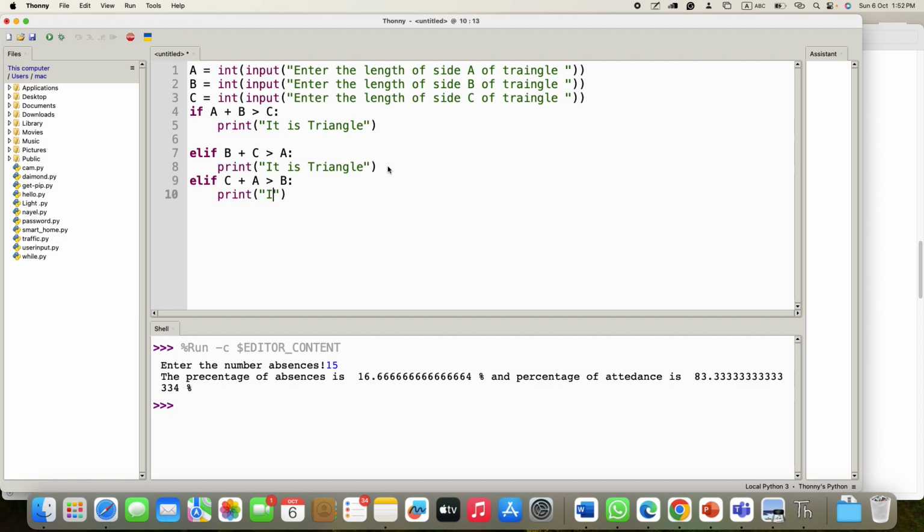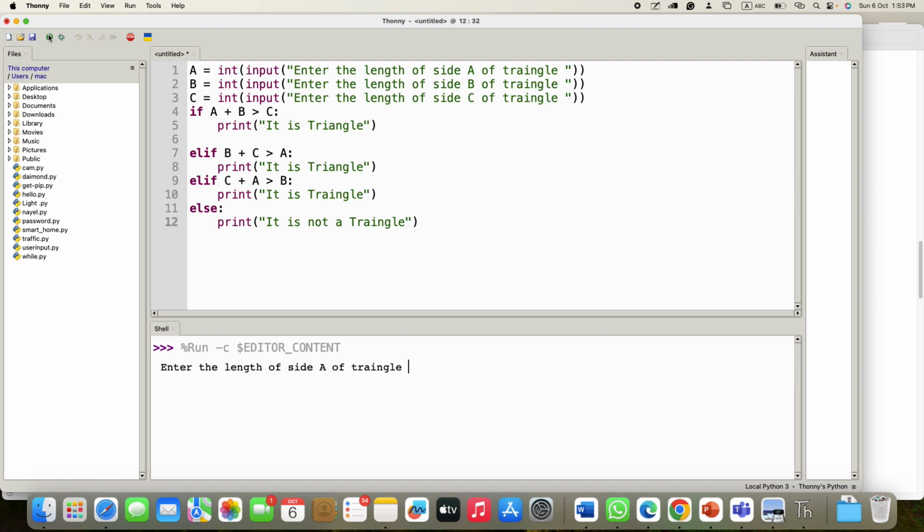And if none of that is true, then what? It is not a triangle. Triangle. Got it? Now, if I run this, and side A is 3, 4, 5, it is a triangle. Right? Is that the formula?